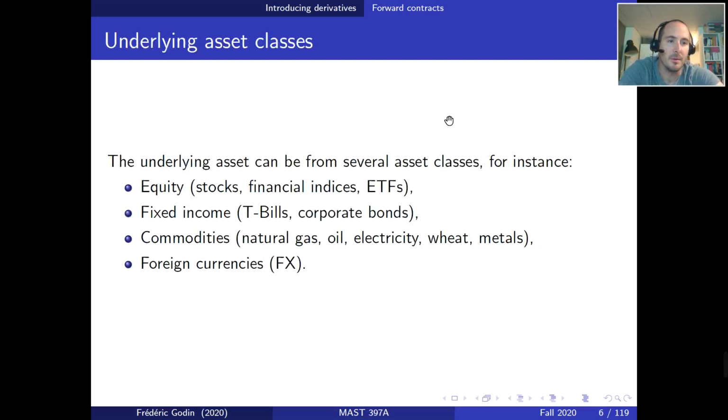What are possible underlying assets for forward contracts in practice? Well, there are many possible underlying assets. There is equity, so for example stocks, financial indices, etc. There might be fixed income assets such as T-bills, treasury bills, corporate bonds, etc. There might be commodities: natural gas, oil, electricity, wheat, metals, and there might be foreign currencies, so currencies of various countries around the world. All these can be underlying assets of some forward contracts.